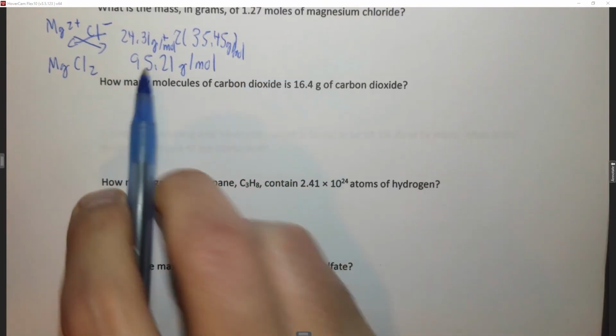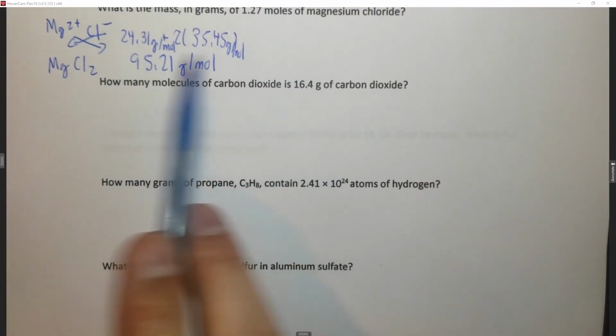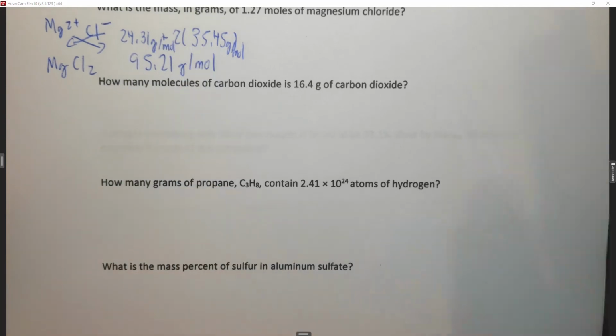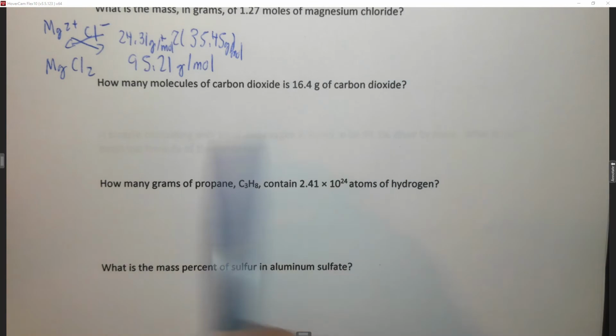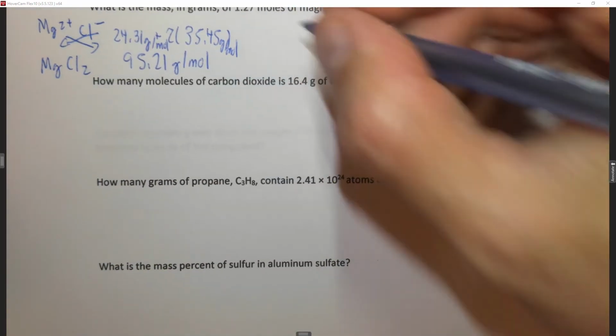So this gives us a molar mass. So essentially it's magnesium and 2 chlorines, so we take the molar mass of magnesium and add it to the molar mass of 2 chlorines. Of course, you could also Google the molar mass of MgCl2 and you'll get the same answer. So now we're starting with 1.27 moles.